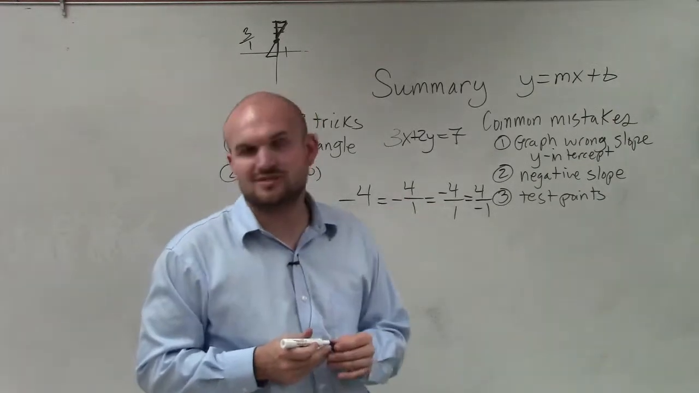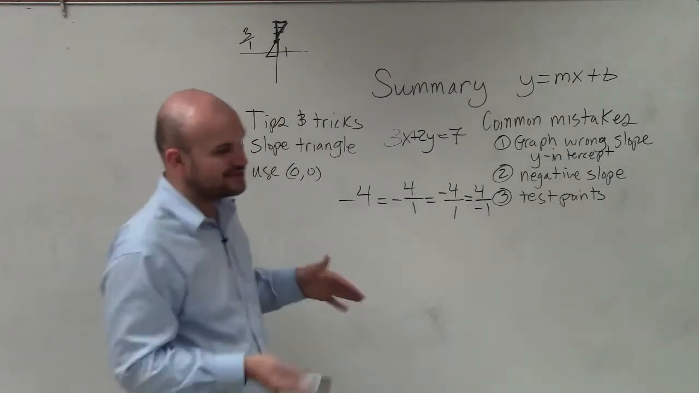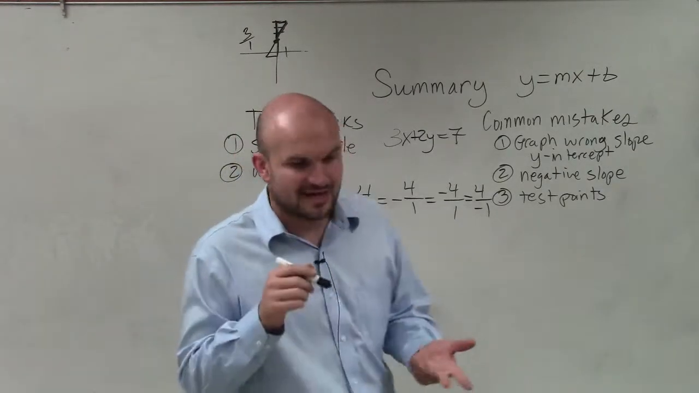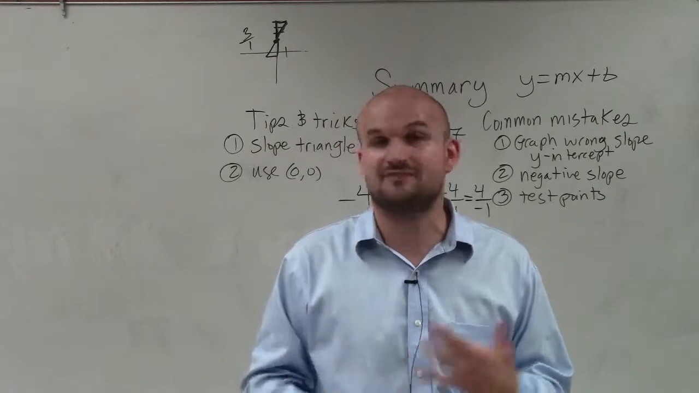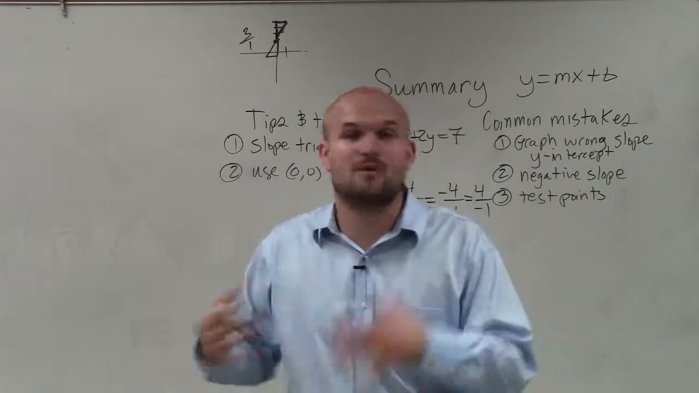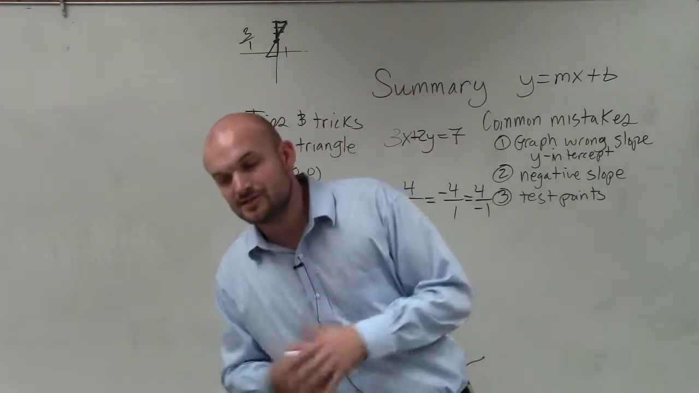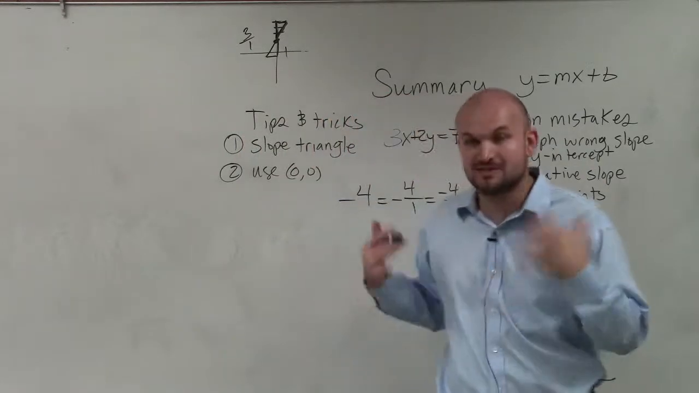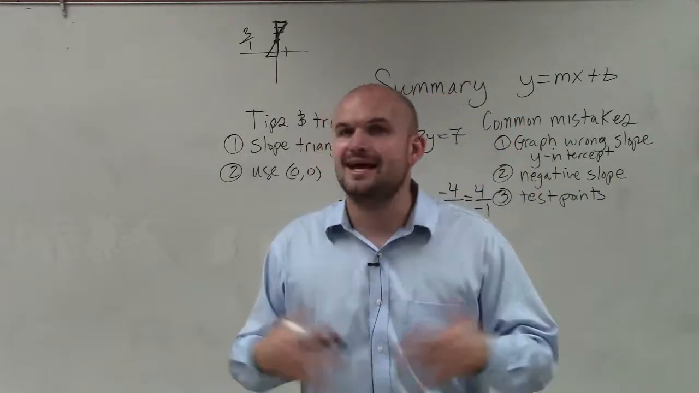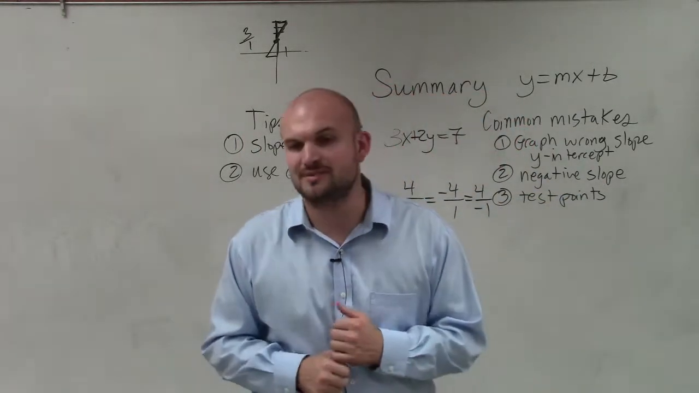And the last thing is choosing test points. I see students choosing test points that are on the graph. I see students using test points that are difficult to use, and then they make mistakes and they graph wrong or shade wrong. So just make sure you're using 0, 0 as long as the graph doesn't go through 0, 0, and be careful with your arithmetic from there.